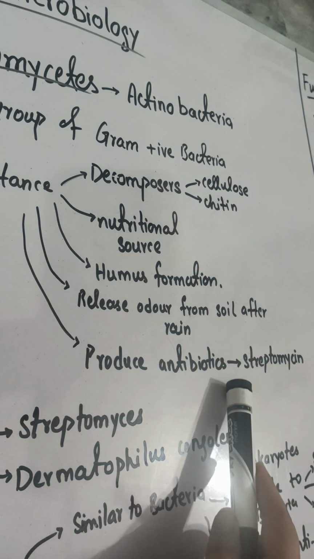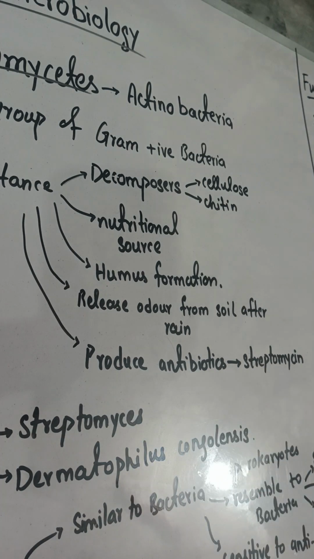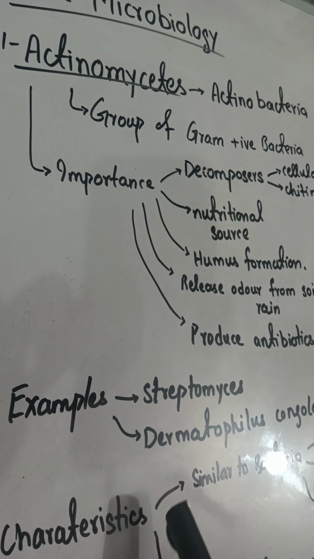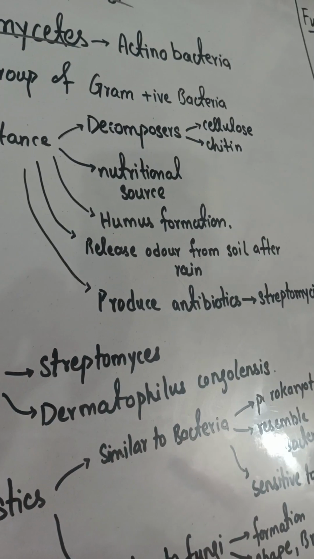They also help to produce antibiotics like streptomycin. So you will say that it is a bacteria and it is producing antibacterial drugs. Yes, there are some bacteria which help in the production of antibiotics. Okay, now let's discuss their examples. Streptomyces and Dermatophilus congolensis are their examples.